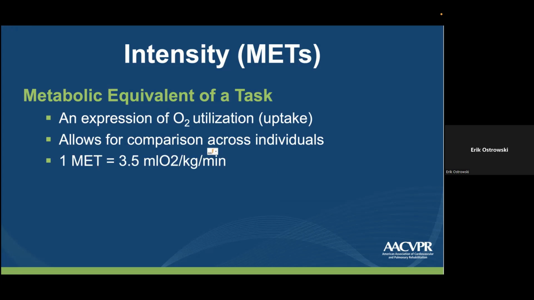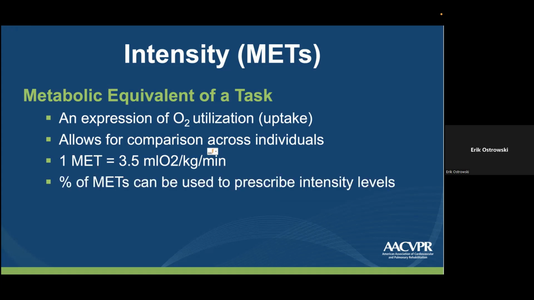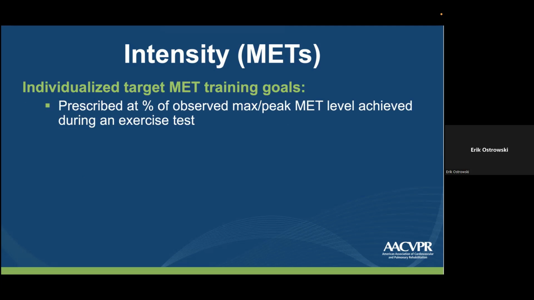This number isn't too important. We'll try and stick with METs in our calculations here and the examples that I bring up. But just know that 1 MET equals 3.5 milliliters of oxygen per kilogram of body weight per minute. And a percentage of METs can then be used to prescribe exercise intensity levels. The individualized target MET training goals for a patient have to do with prescribing exercise intensity at a percentage of a patient's observed or peak METs achieved during an exercise test.